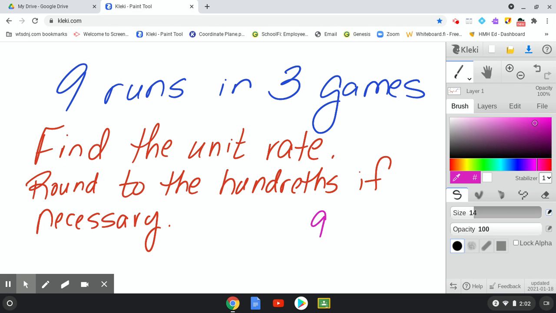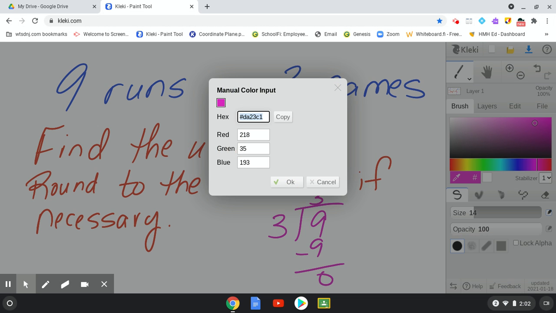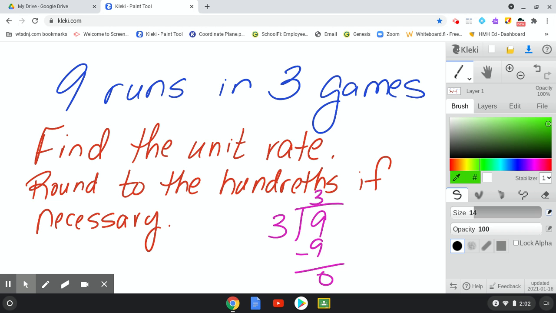9 divided by 3. This goes in evenly. So our answer would be 3 runs per game, okay? So 3 runs per game, and that means per 1 game. So for every game, they had 3 runs, all right?